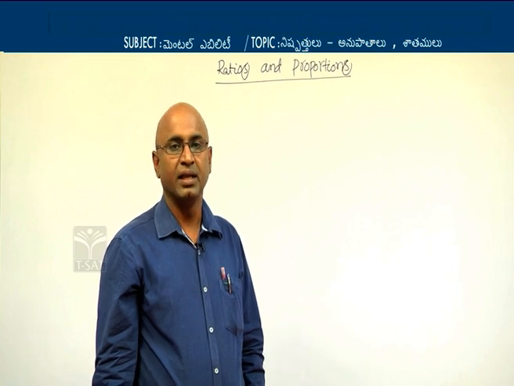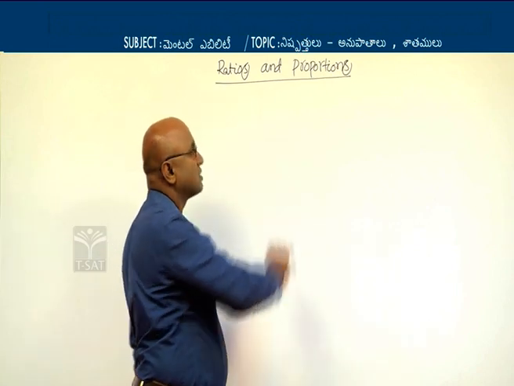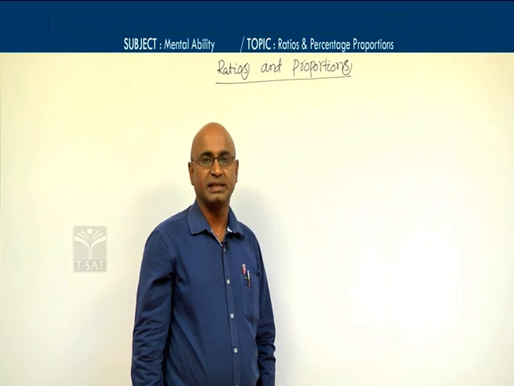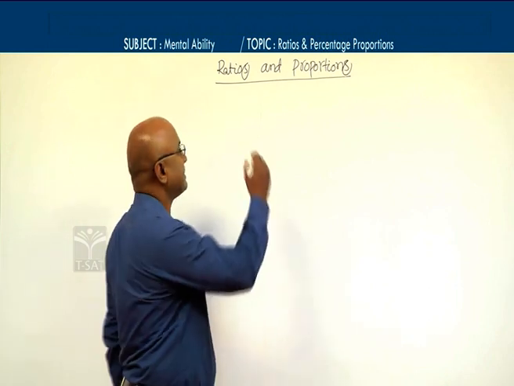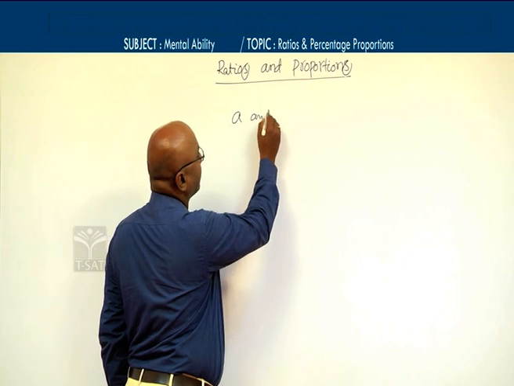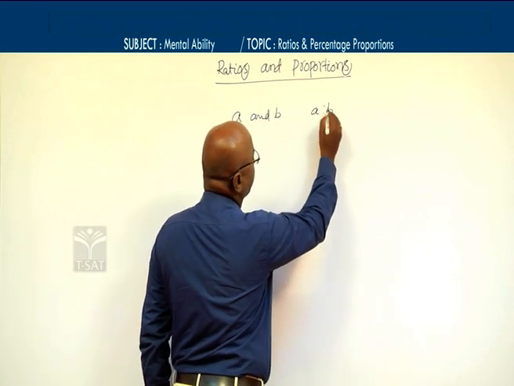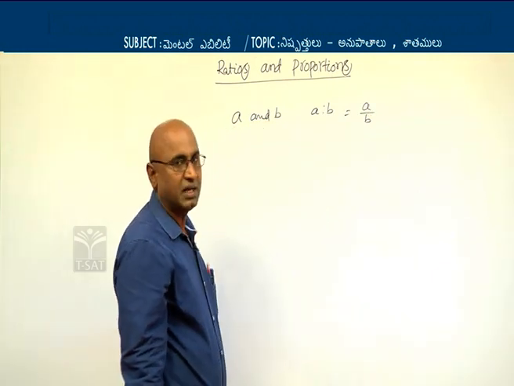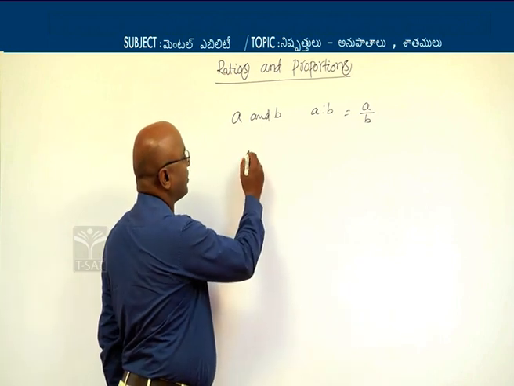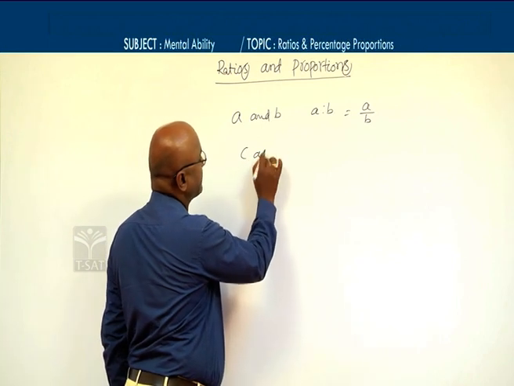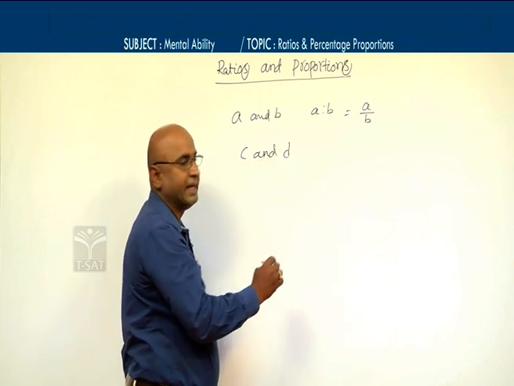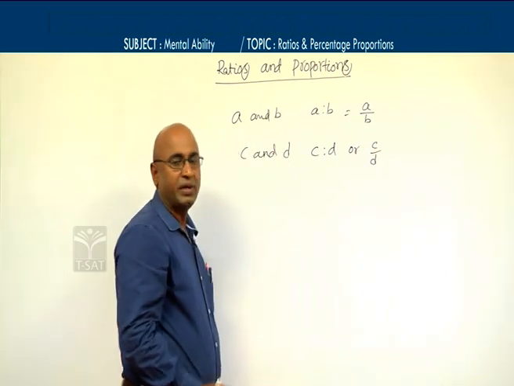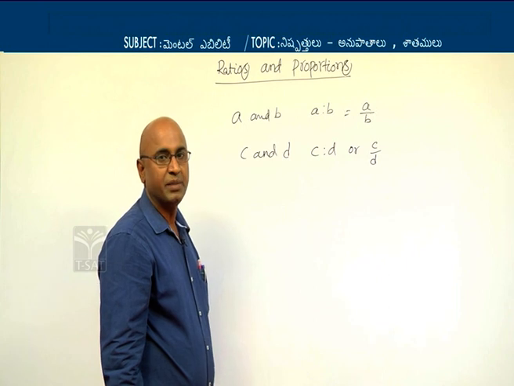Now we are discussing the topic called ratios and proportions. The ratio is nothing but the comparison of two quantities. Suppose A and B are two quantities. The ratio of A and B can be written as A is to B, and it is equal to A by B. So it is the comparison of two quantities. And another ratio is there. Suppose C and D are two quantities, the ratio of C and D is C is to D or C by D.